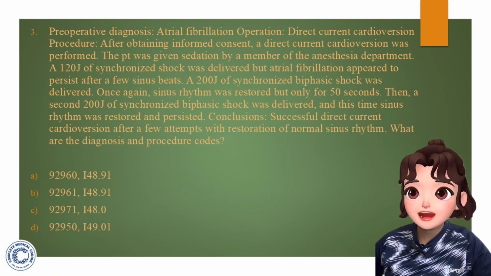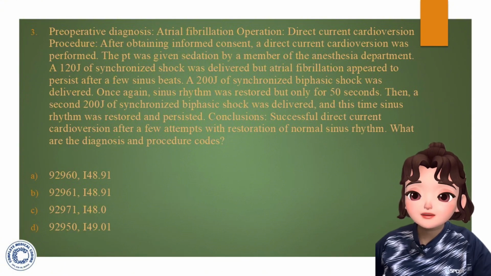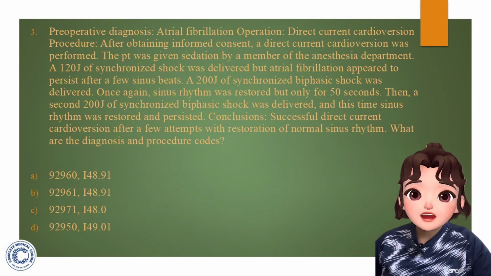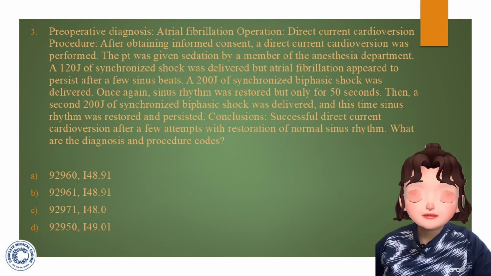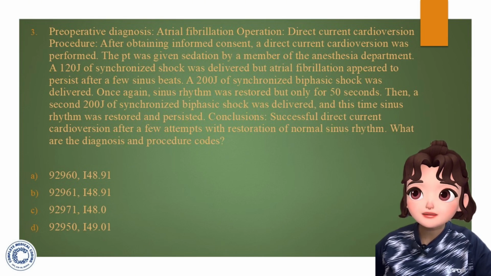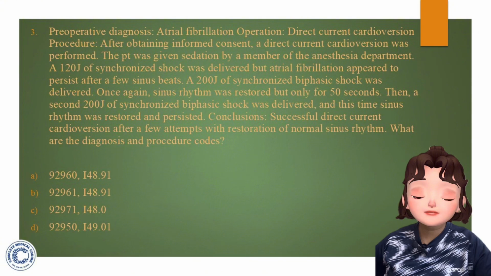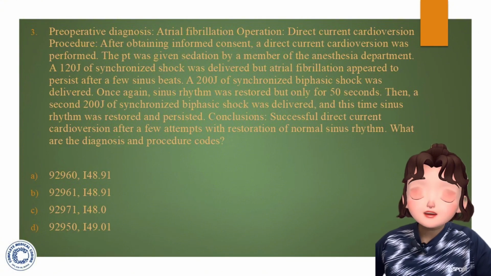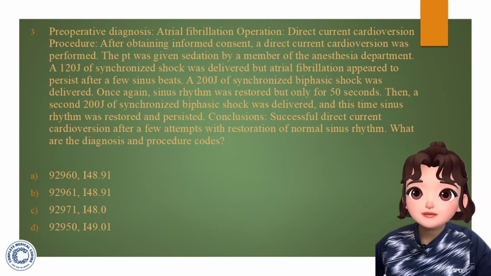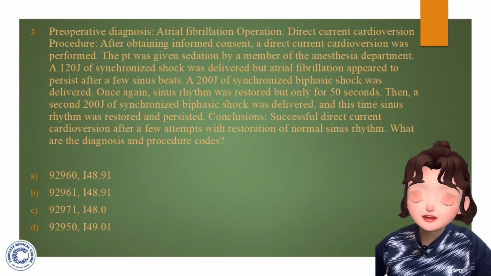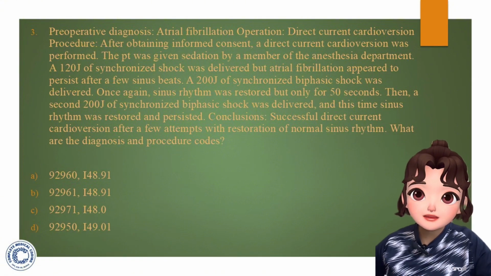Conclusions: successful direct current cardioversion after a few attempts with restoration of normal sinus rhythm. What are the diagnosis and procedure codes? Initially, if you get a question like this, a big story question, this is not actually big, you will get questions bigger than this, okay. Still, you can just read the whole question once and identify from it what procedure was done, and what the diagnosis is.